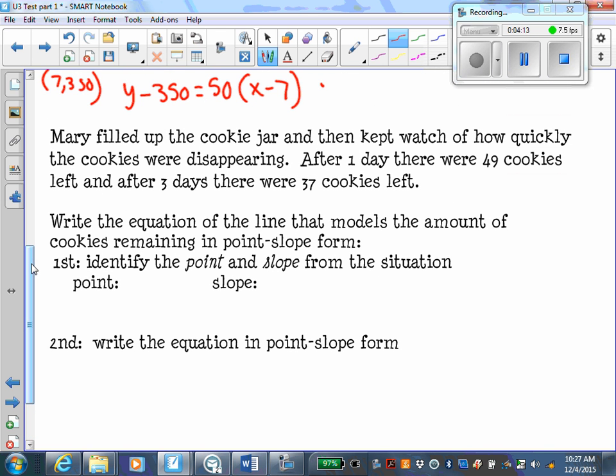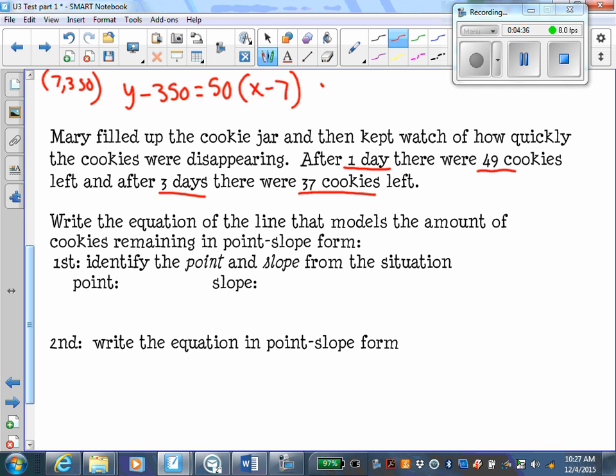Mary filled up the cookie jar and then kept watch of how quickly the cookies were disappearing. After 1 day, there were 49 cookies left, and after 3 days, there were 37 cookies left. So write the equation of the line that models the amount of cookies remaining in point-slope form. So we have to figure out what our points are. I'm going to underline the important things. It looks like 1 day, 49 cookies, 3 days, 37 cookies.